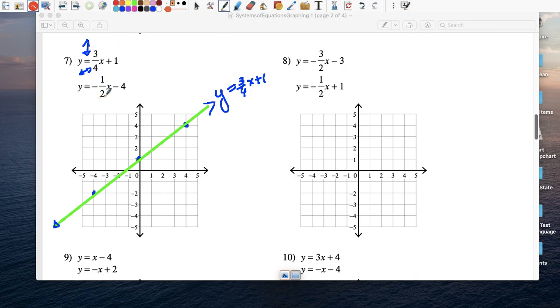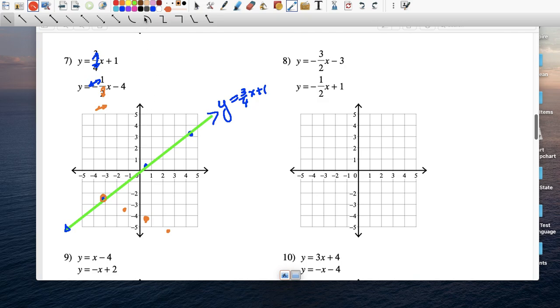Change colors. It's a negative slope. The y-intercept is -4, so -4. So up and down, you're going to count 1. Left and right, you're going to count 2. So 1 up, and we're going to go left this time, to the left. 1 up and to the left, and right there is our point of intersection. Right, it's the one point that exists in both of these lines.